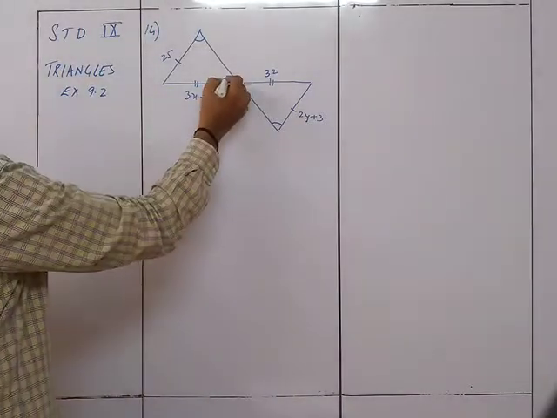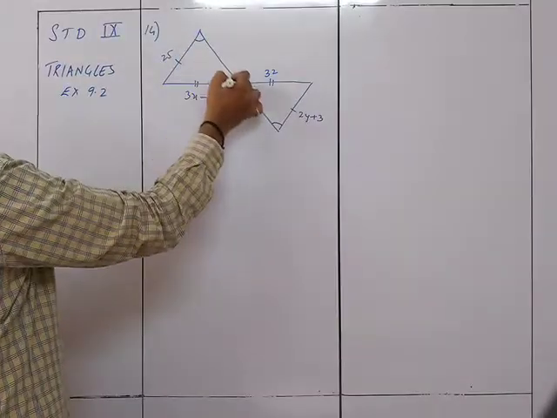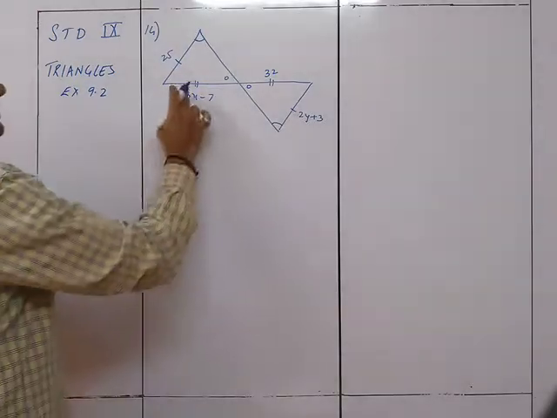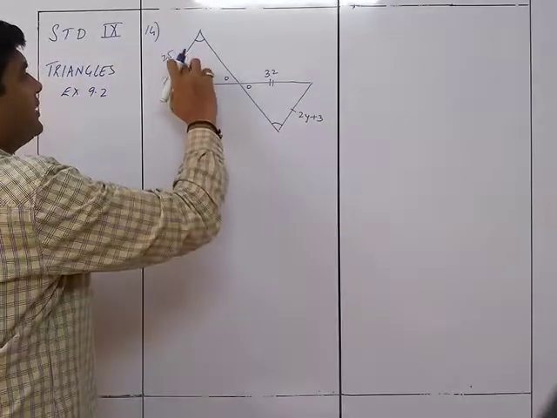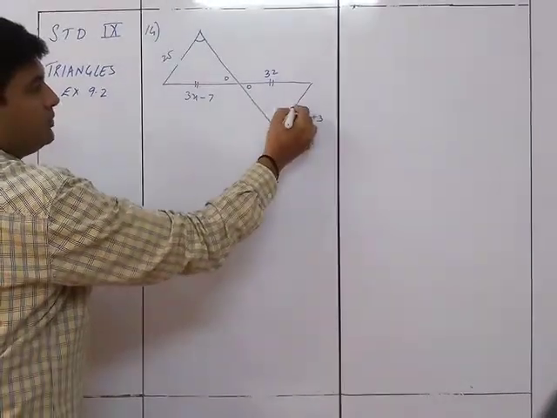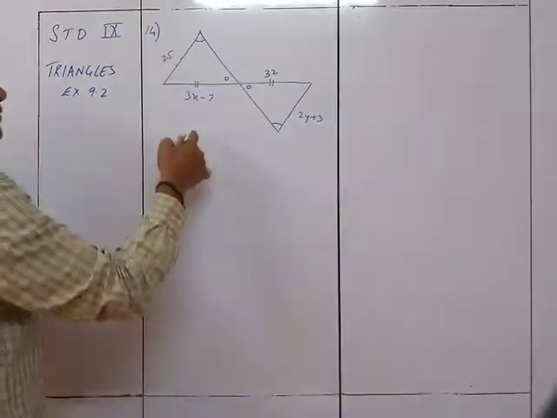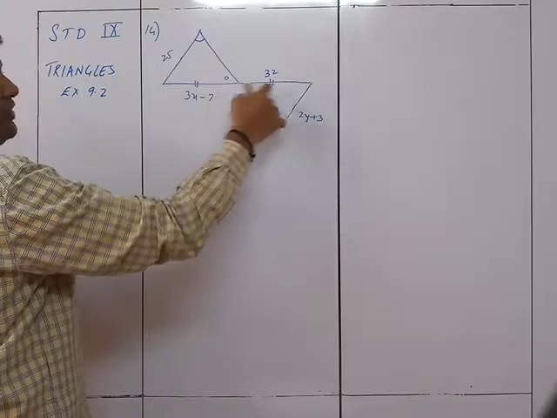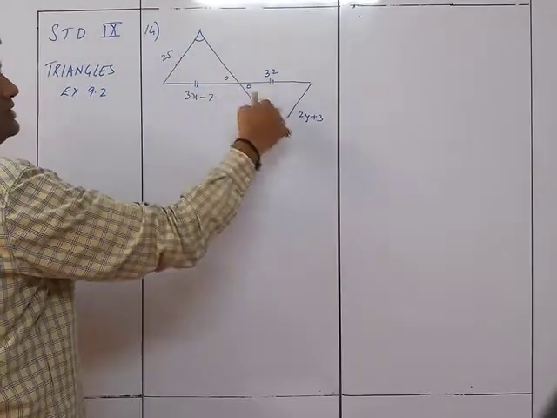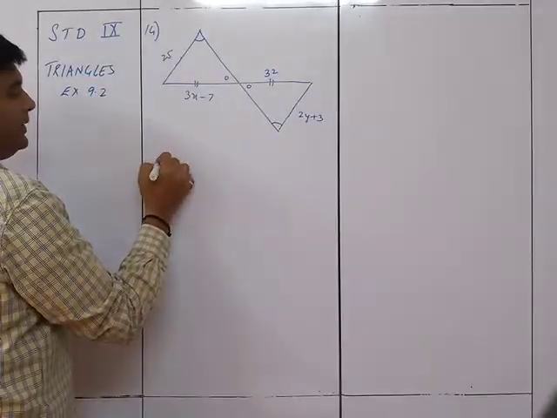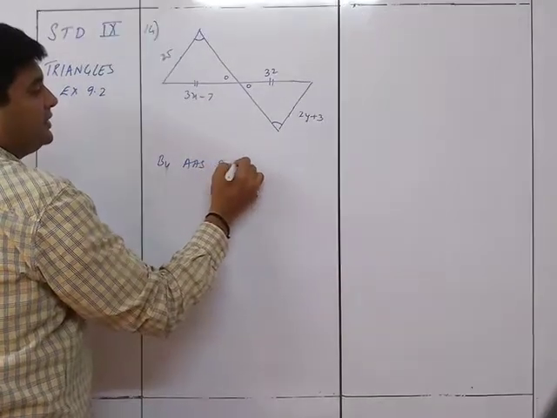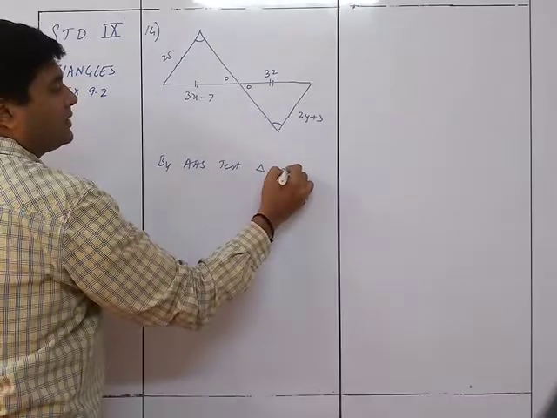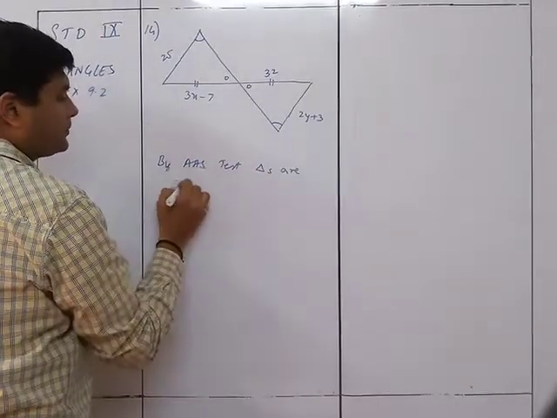So we can see that these are vertically opposite angles. So angle, side, because this side is already given to you. They are not given that these are equal, but we'll prove that. So we have over here that these two are equal given to you, and these two angles are equal. So by AAS test, triangles are congruent.